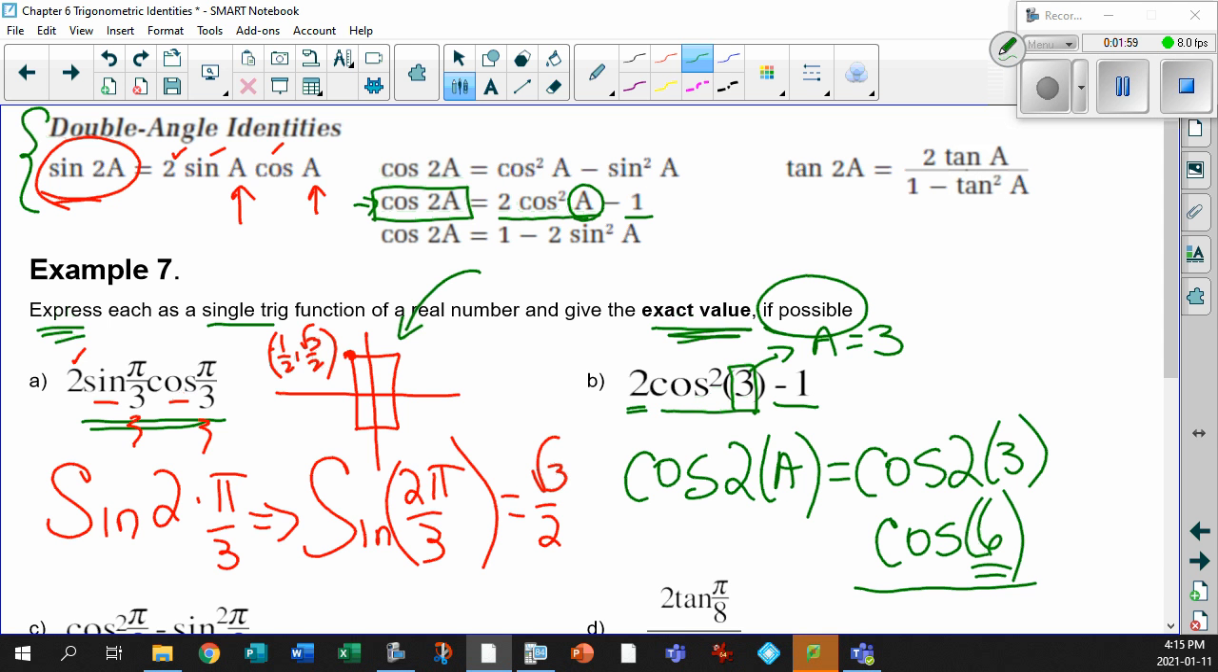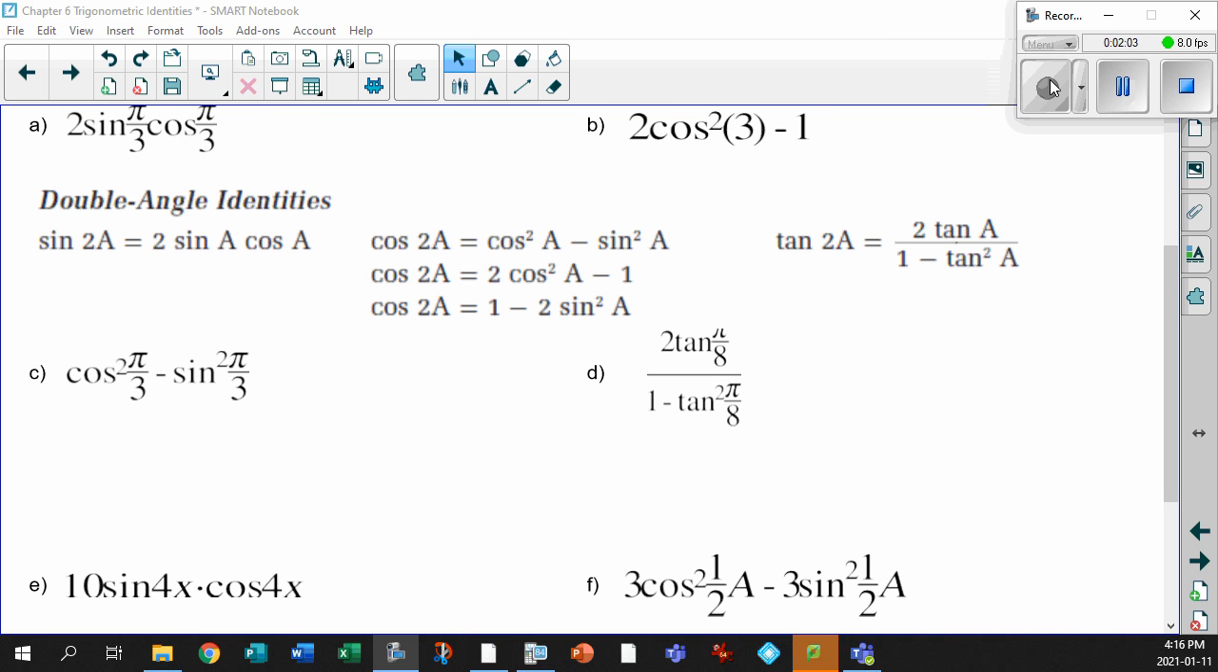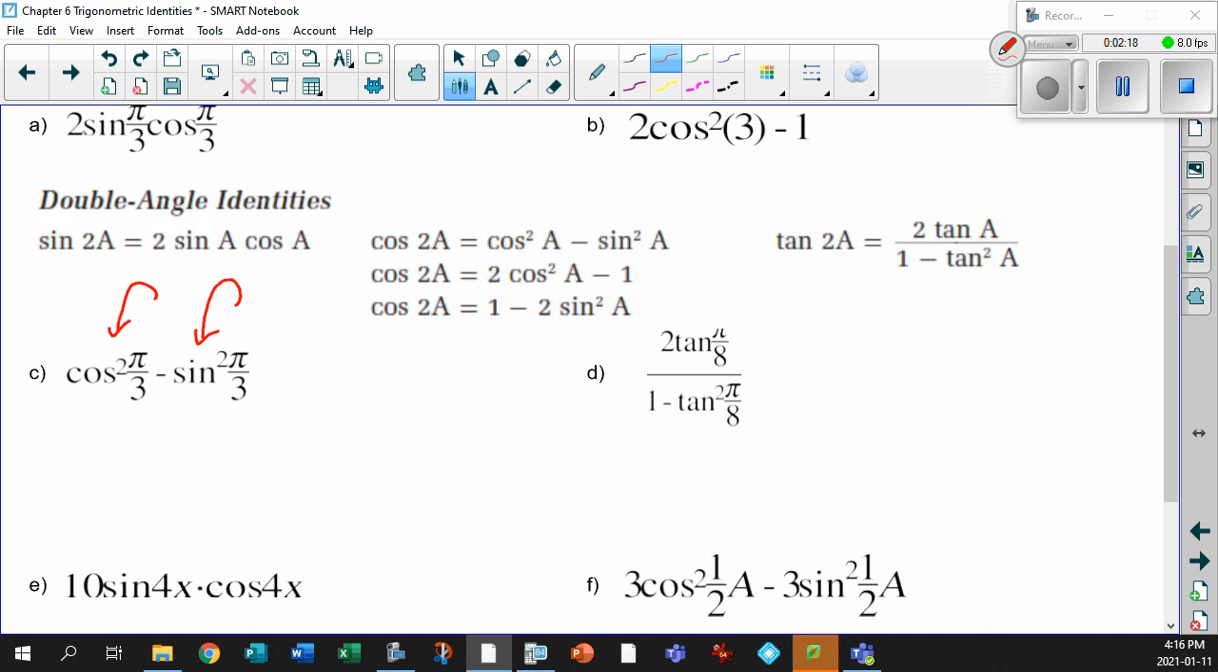Okay, so let's keep on doing the next ones. Well, hold on. I, of course, have to have my double angles in front of me. It's really important to have your formula sheet with you. Now, take a look at this one. Ooh, this looks kind of interesting. This says cos squared minus sine squared of pi over 3. Where's cos squared minus sine squared? Oh, there's cos squared minus sine squared. Is it a subtraction like this one is? It is. Oh, I found the right one.